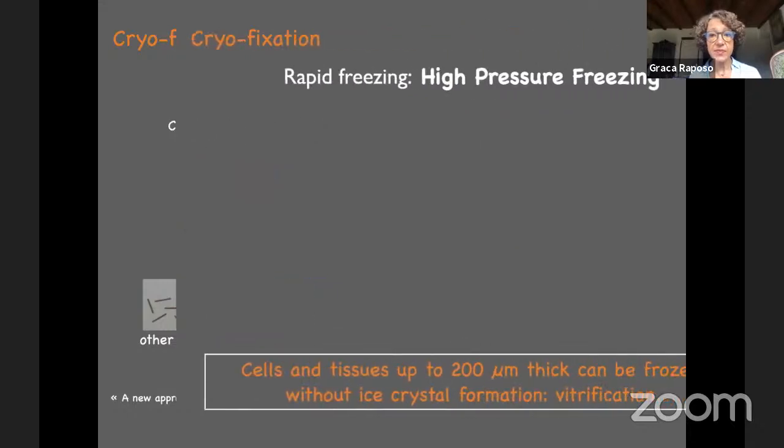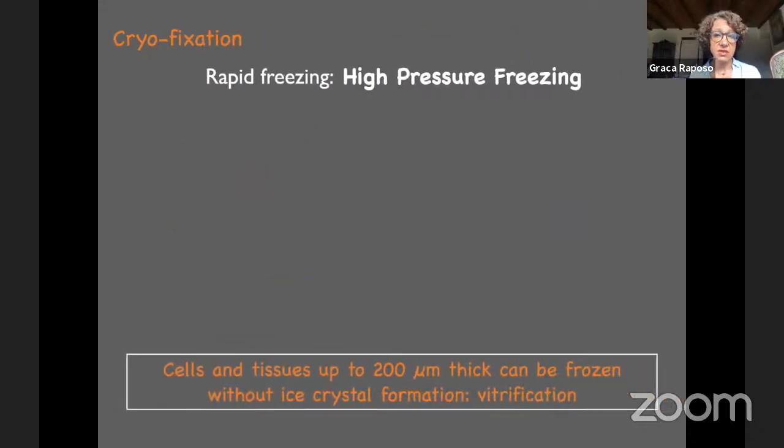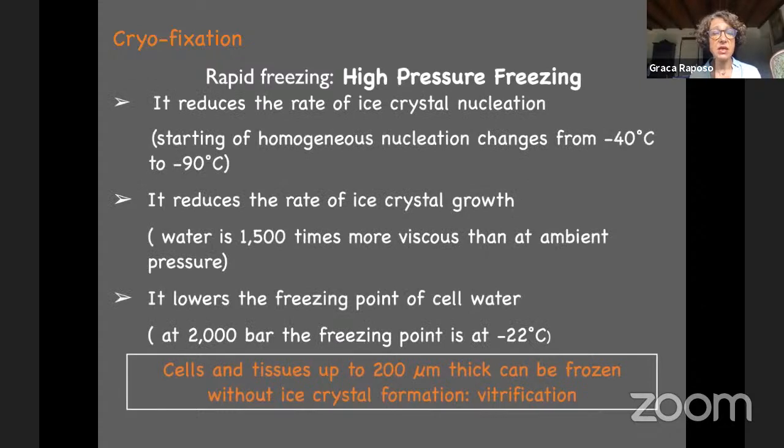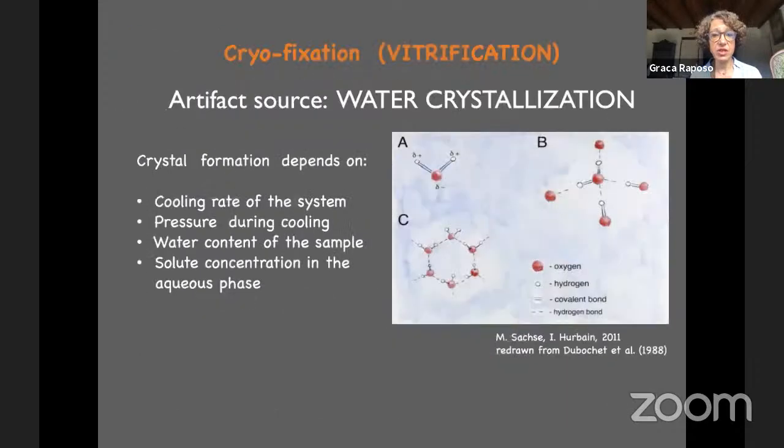And the rapid freezing, this is what we call high pressure freezing. It really reduces the rate of ice crystal nucleation. You really need it to be quick. It's quick by the cold and the pressure. This is the take-home message. And importantly, cells in tissues up to 200 micron can be frozen without vitrification.